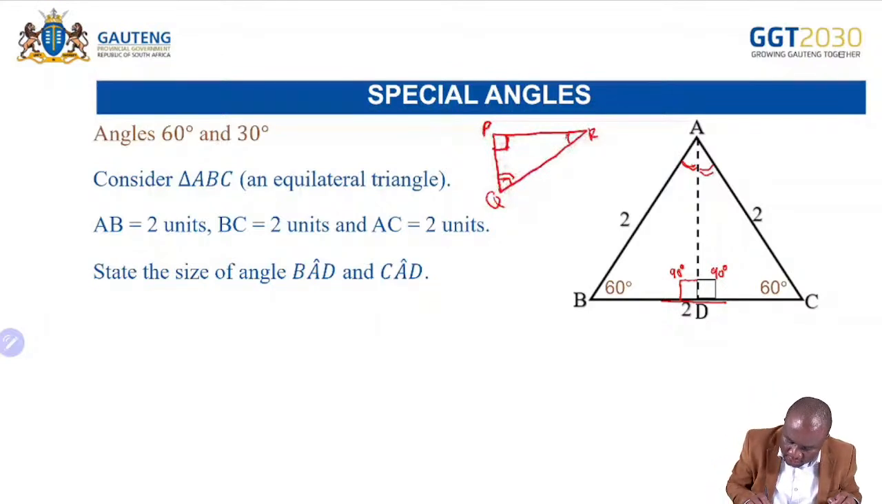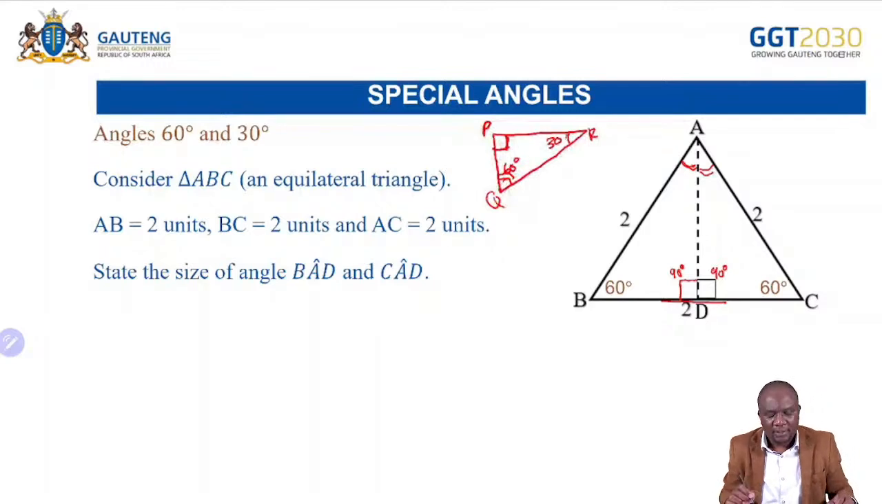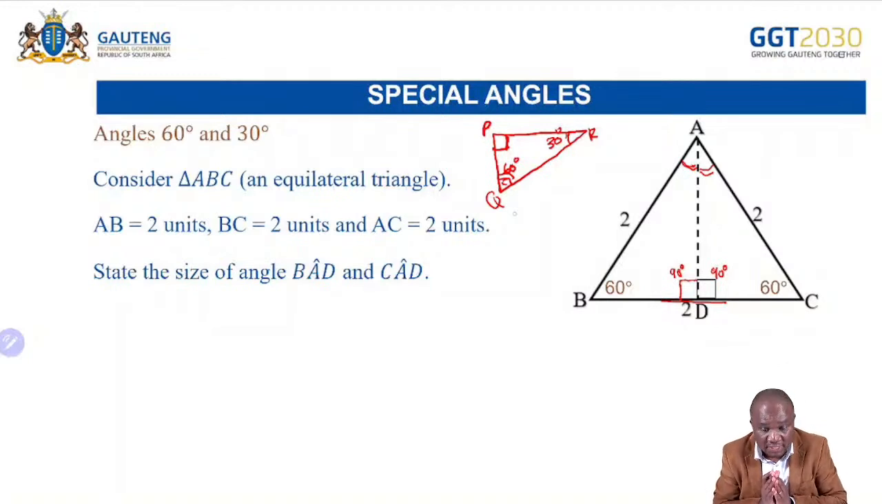Meaning that if Q is 60 degrees, R must be 30 degrees. They must add up to 90 degrees every time. If Q is 45 degrees, R is 45 degrees. If Q is 20 degrees, R is 70 degrees. If Q is 10 degrees, R is 80 degrees. Every time they must add up to 90 degrees. They are complementary angles. Or you can even use the interior angles in a triangle.